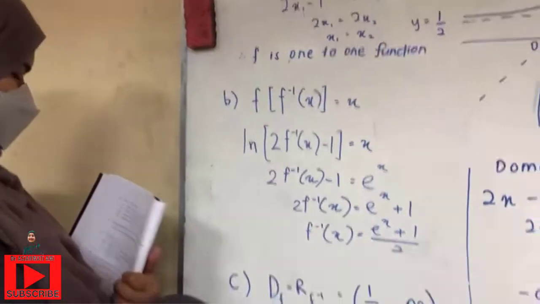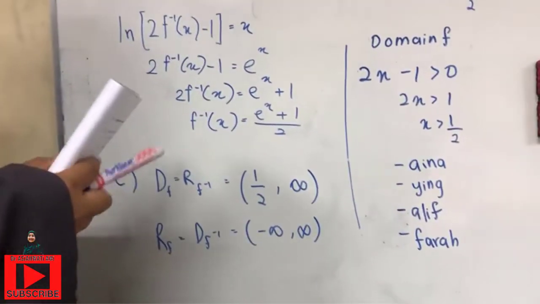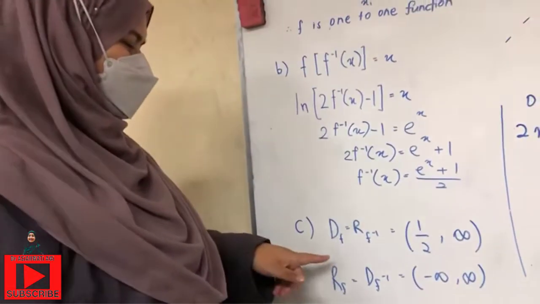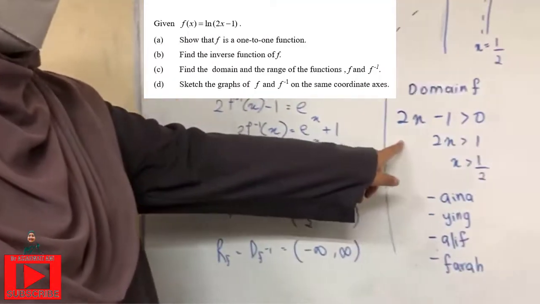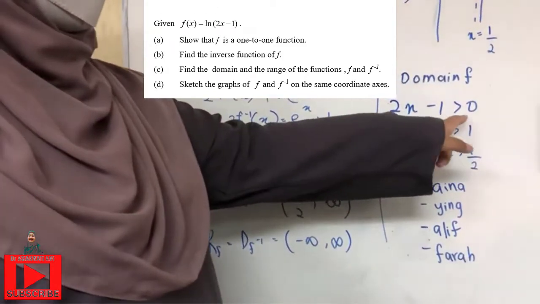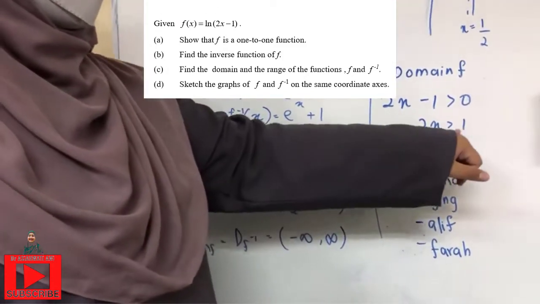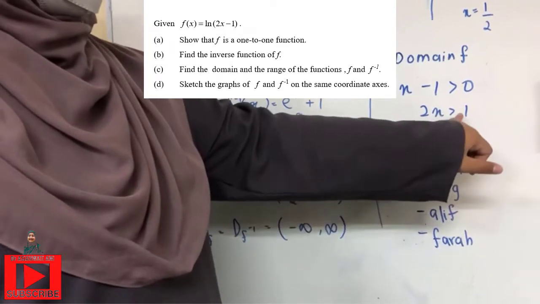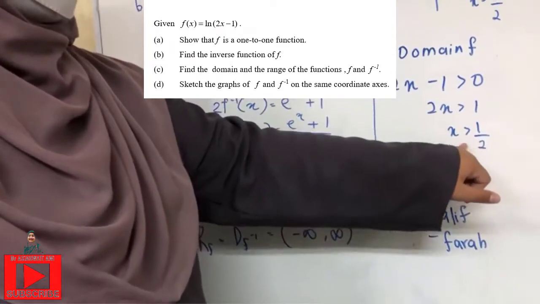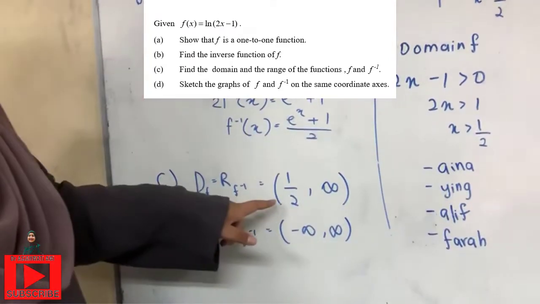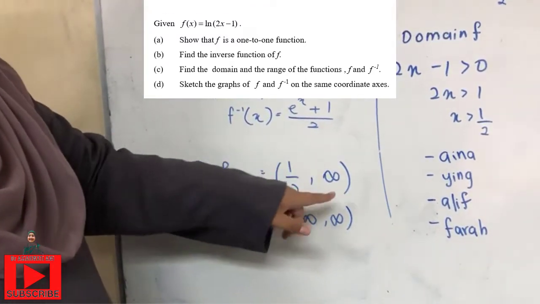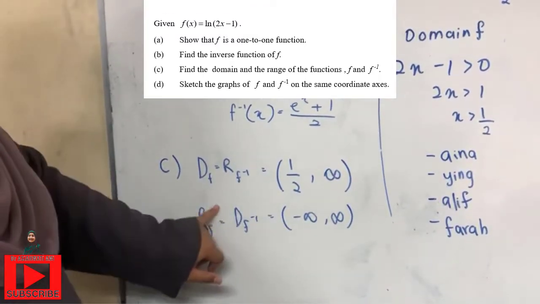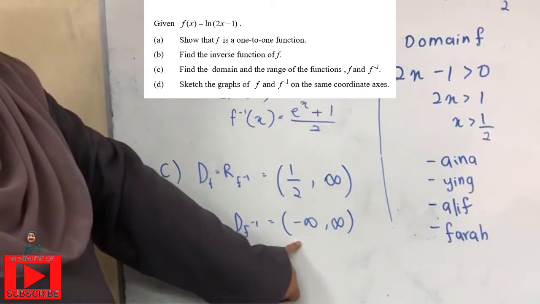For soalan C, find the domain and range of f and the inverse function. So D_f, kita buat macam ni untuk domain f, 2x minus 1 greater than 0. So 2x greater than 1, so x greater than 1 over 2. So kita dapat dia punya domain 1/2 kurungan infinity. Lepas tu untuk range kita dapat negative infinity to infinity.